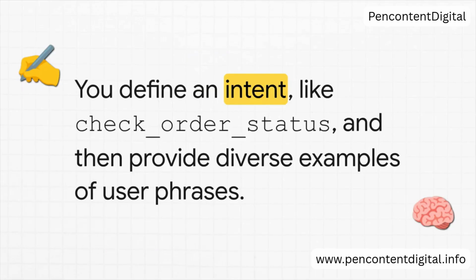So inside our dictionary file, we define an intent called, say, check_order_status. And then the real work begins. We feed the AI a whole bunch of different examples of how a real person might ask for that. Things like, where is my package? Or, hey, can I get an update on my order?